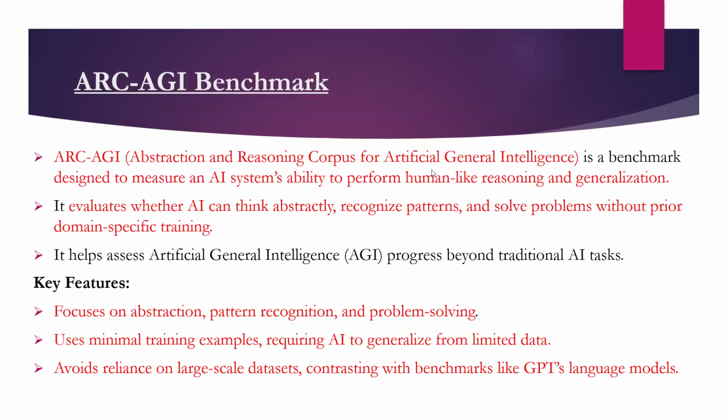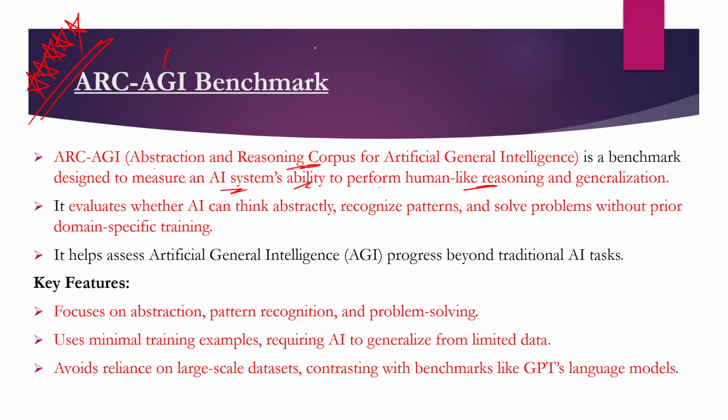Fine. Now, this one is very, very important that you focus on. That is the ARC AGI benchmark. What is it focusing on? When we say ARC, it is Abstraction and Reasoning Corpus for Artificial General Intelligence. So what is this benchmark? This benchmark is basically a tool used to test AI systems to find out if they have human reasoning capabilities. It is designed to measure an AI system's ability to perform human-like reasoning.